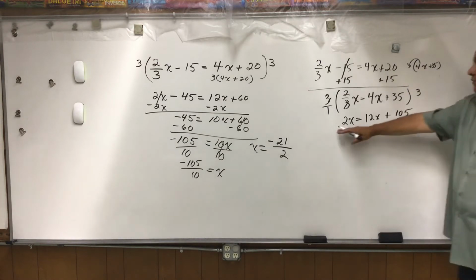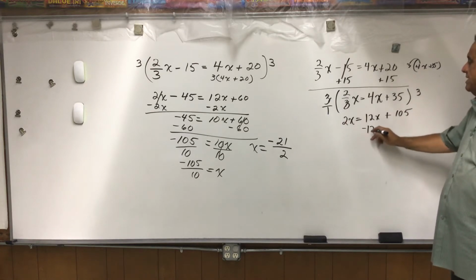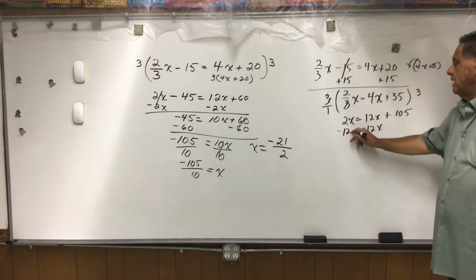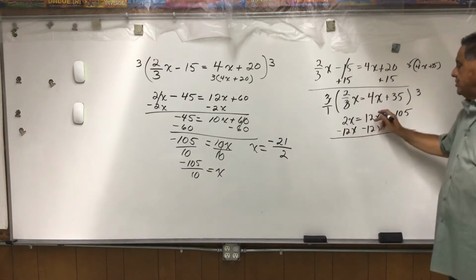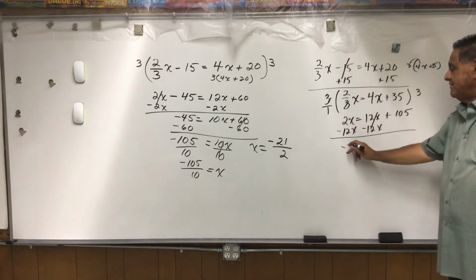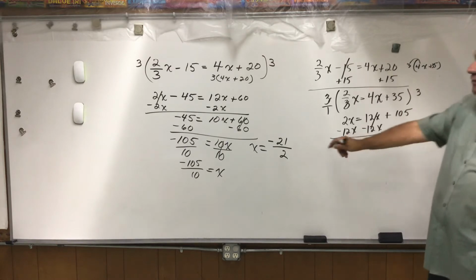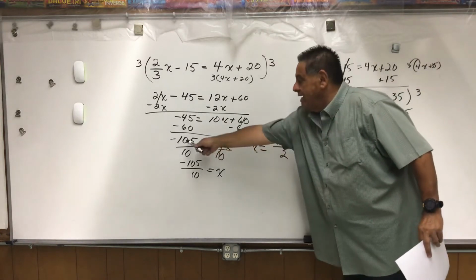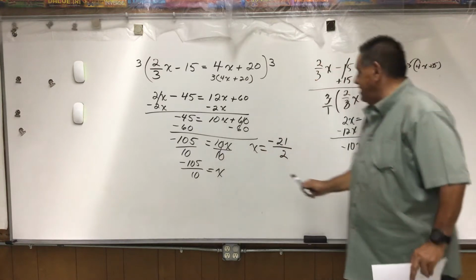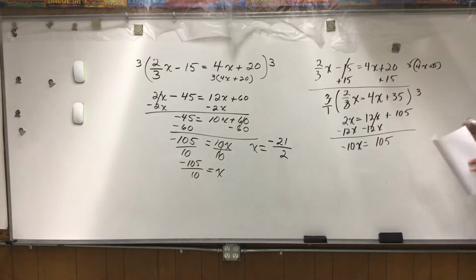Now, since the x's are over here, let me move this over. So that means I'm going to have to work with the negative. All right, just to let you know. So here we get negative 10x is equal to 105. Now, look over here what we have. Just the opposite. We have negative 105, positive 10x. Here we have negative. So it works out the same.